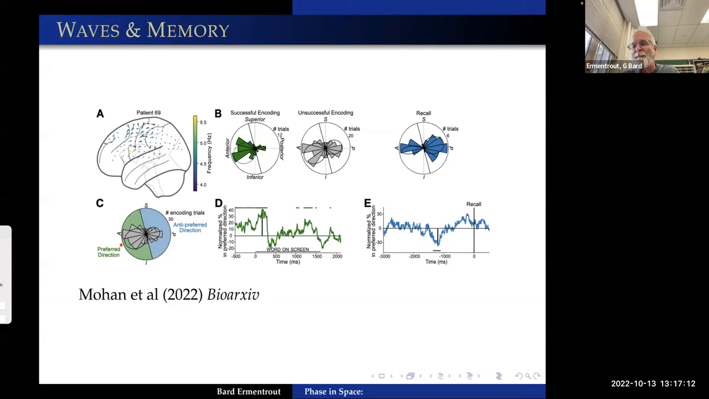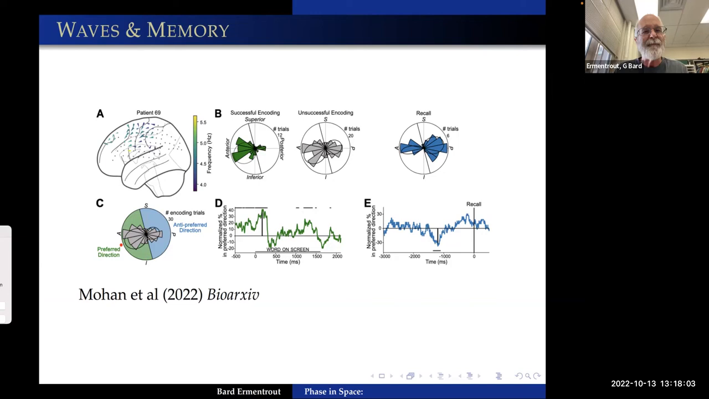More recently, Uma Mohan, a postdoc with Josh Jacobs, published this paper on arXiv that did a memory encoding task where the patient had to learn some words and remember them. What they found is that the patient was much better at encoding a word when the waves were going from occipital to frontal. In other words, if waves went from visual cortex to prefrontal cortex, then they were much better at memorizing a visually shown word.